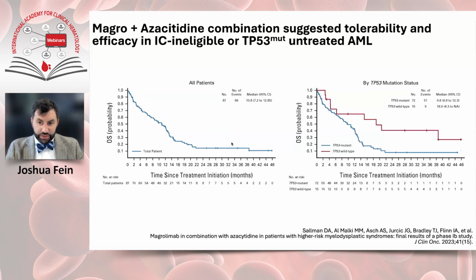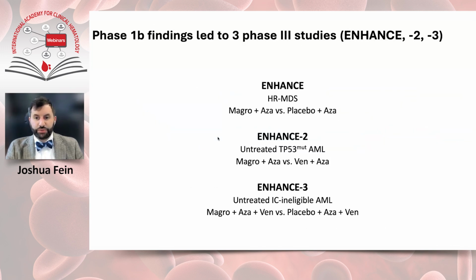And then we can see that you have a median overall survival among these intensive chemotherapy ineligible patients of 11 months. And then in the TP53 mutant group here, a median overall survival of 10 months. This is 72 patients, and that was again felt to be promising given the very poor outcomes that are often observed in this setting. So that led to 3 phase 3 studies.